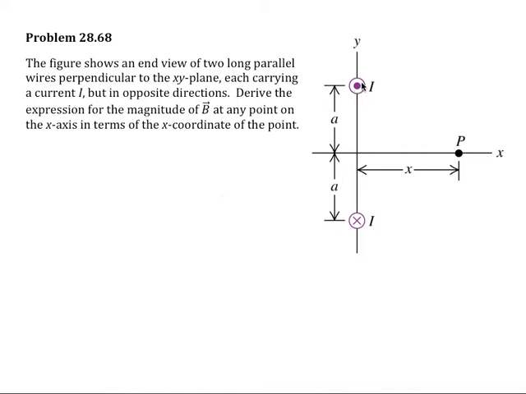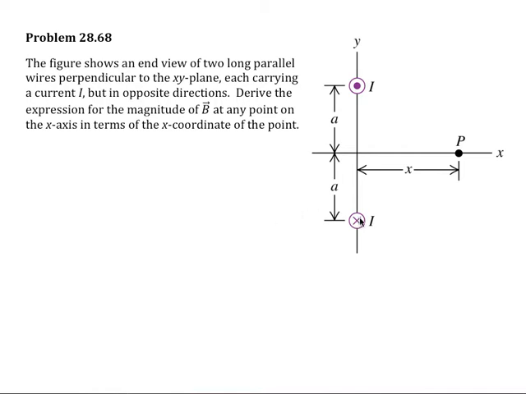The two wires are both parallel to the z-axis. This is the y-axis, the vertical axis here, and the x-axis horizontal. So the z-axis is coming out toward us. This top wire is parallel to the z-axis. The current is coming out toward us. The bottom wire is also parallel to the z-axis, but the current is going in, away from us.